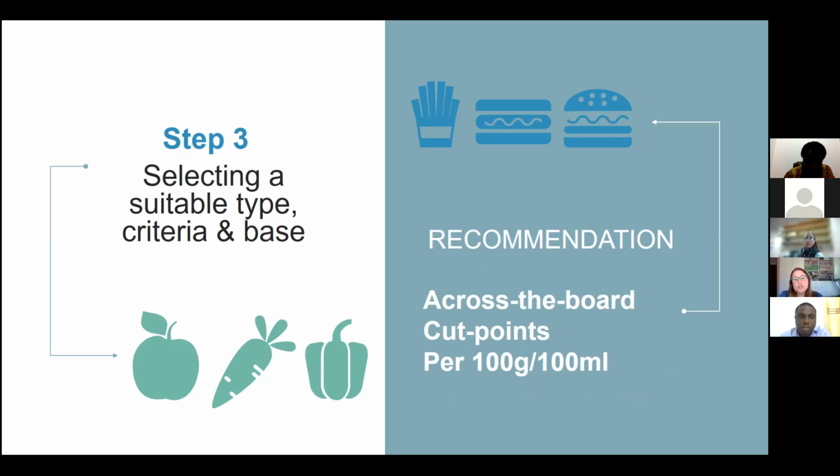Given the resource limitations in South Africa, it was important that the approach was easy to implement and not very labor intensive in terms of having a high administrative burden. And because of this, we identified using an across-the-board approach rather than a category-specific approach, which requires more calculations and administration, as well as using cut points rather than scores, which can sometimes be complex to calculate. And currently, South Africa uses a per 100 gram and 100 ml approach as recommended by Codex, and this makes sense to continue using.